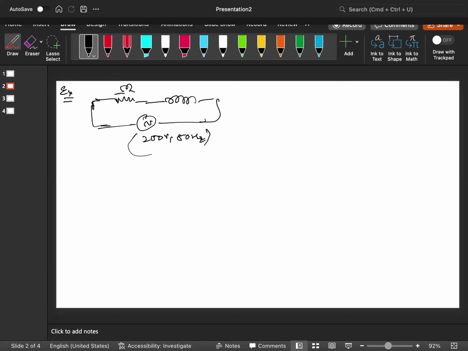Look, this bulb is rated. What does rated mean? When you calculate it at some voltage. Here, voltage is given as 100 and 200 watt. This is the rating of the bulb.